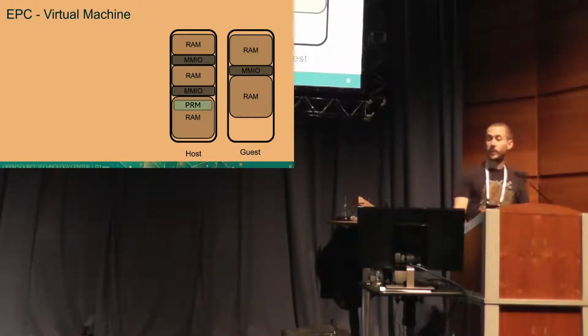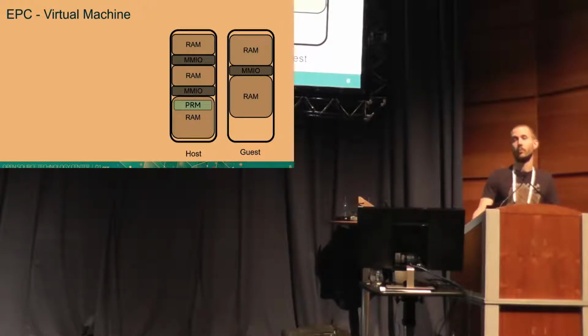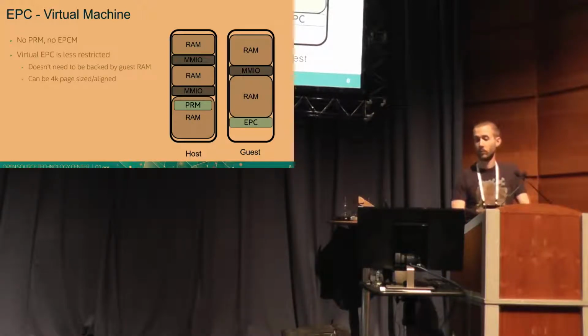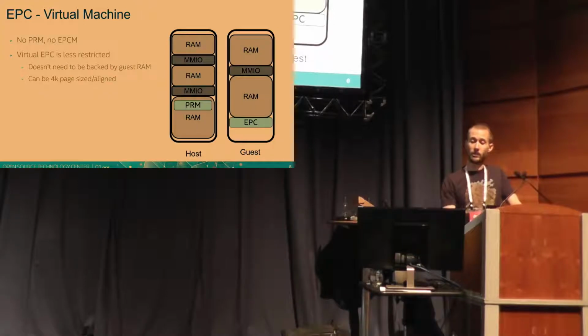From a VM perspective, we don't have the same restrictions. We're not limited to range registers. We don't have to deal with the PRM. We don't have the EPCM because that's just sitting below us in hardware. So we can do 4K, standard page size, page aligned. We don't have to overlay it on top of guest RAM. It can be something completely separate.